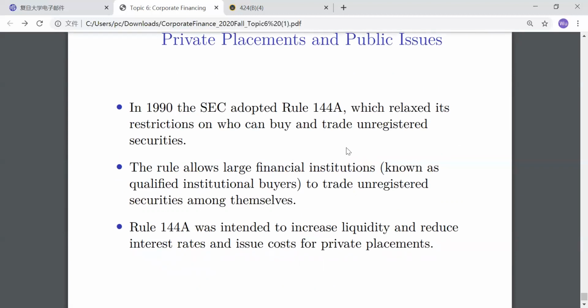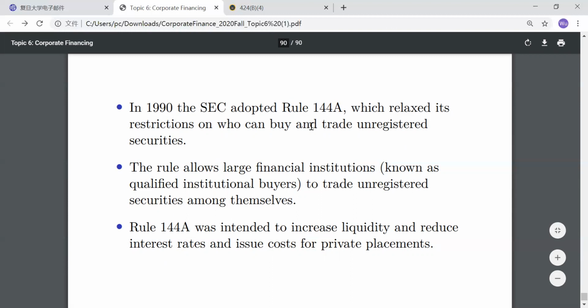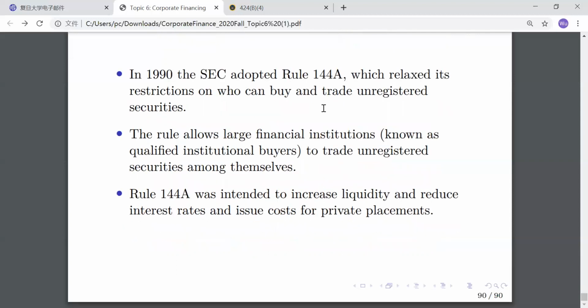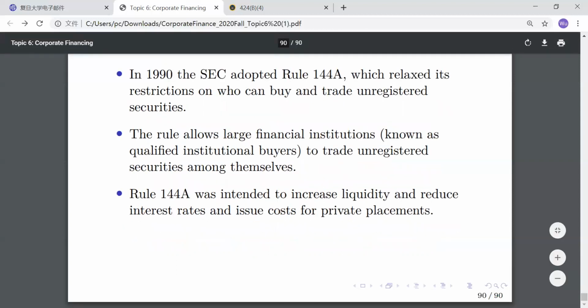And this is the SEC rule, right? In 1990, the SEC adopted Rule 144A, right? And this relaxed the restriction on who can buy and trade unregistered securities. This rule allows large financial institutions to trade unregistered securities among themselves, and this increases the liquidity. This was supposed to increase the liquidity, because if it's just among a very small number of investors, then the liquidity is really bad, right? And this rule also reduces the interest rate and the issue cost for private placements. Okay, this is what we're going to talk about today.